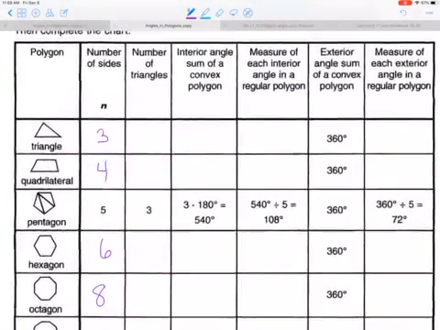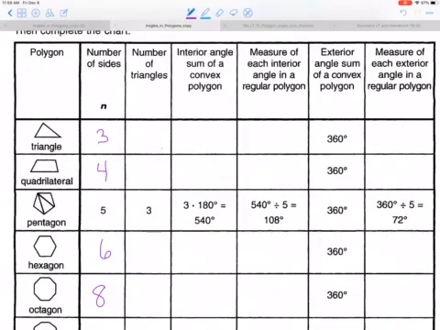Now, I'm going to start you off with a few of these. Number of triangles means how many triangles are formed inside this polygon to find the sum of the interior. In a triangle's case, we just have one triangle, so the interior angles is 180 degrees. If we wanted to find the measure of one interior, we would do 180 divided by 3 if it's a regular polygon, and that would give us 60. The exterior angles are always 360. So the sum of the exterior angles of a triangle, if I were to extend the sides, would add up to be 360. If I did 360 divided by 3, that would give me 120. So the one exterior angle is 120.